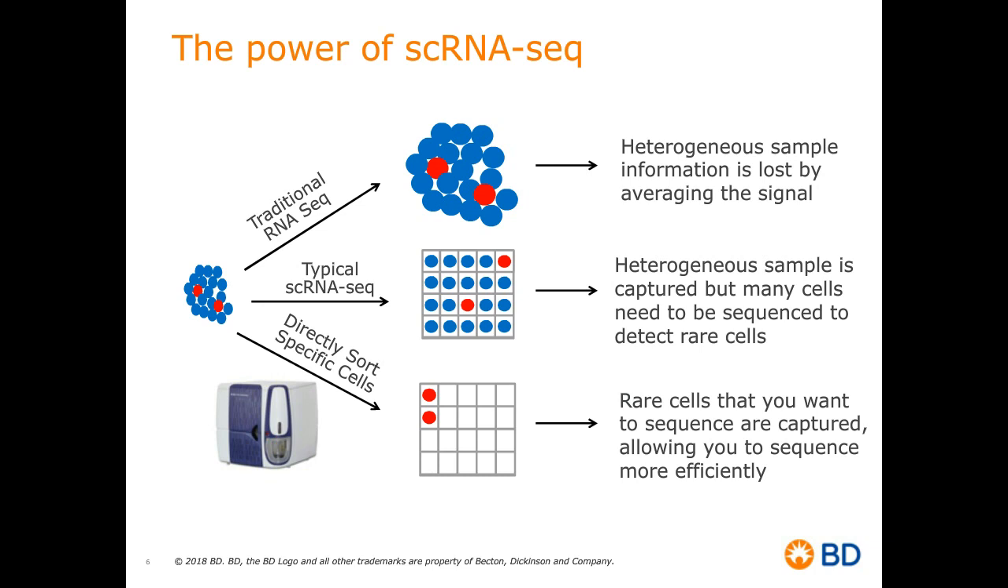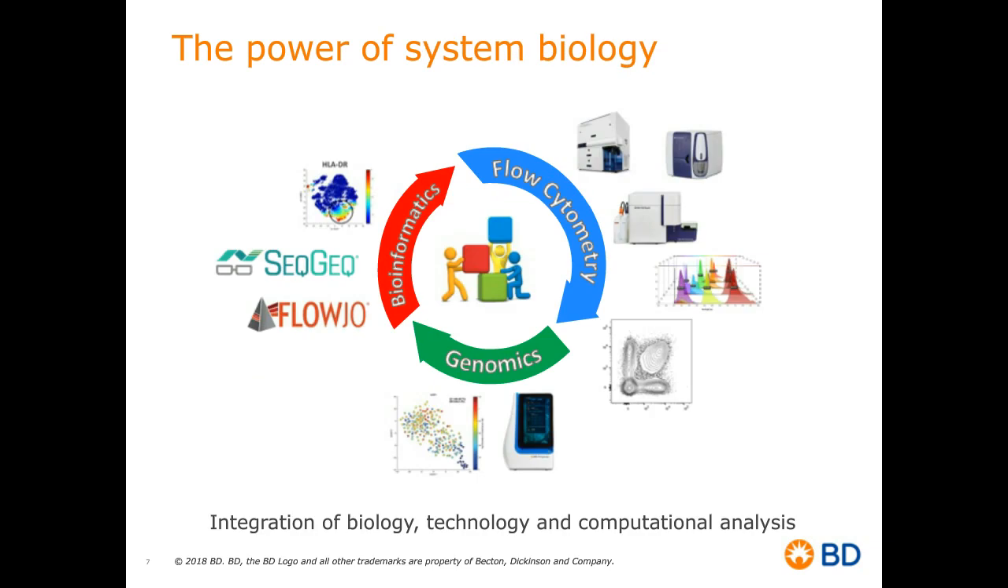But while these two technologies, single-cell RNA-Seq and flow cytometry, have evolved over the years in parallel as complementary technologies, what's really becoming a very powerful tool is the combination of the two in what we call systems biology, where we can integrate biology technology with the help of computational analysis. So what we'll show today is how we can integrate flow cytometry data with genomics data and perform a deep analysis with the help of bioinformatics tools.